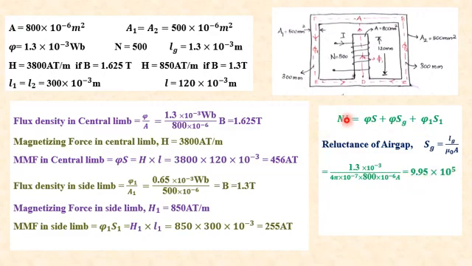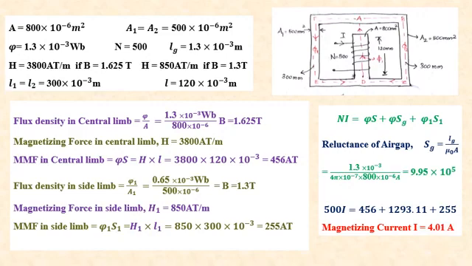So in the above equation, Ni equals phi s plus phi Sg plus phi1 s1, we know the value of phi s, we know the value of phi1 s1, and we also know the value of phi Sg. N is given, so the only unknown parameter is the magnetizing current I. Substituting in the equation, 500 I is equal to 456, that is the phi s value, plus 1293.11, that is the value of phi Sg, plus 255, that is phi1 s1. So we get the magnetizing current I as 4.01 amperes.